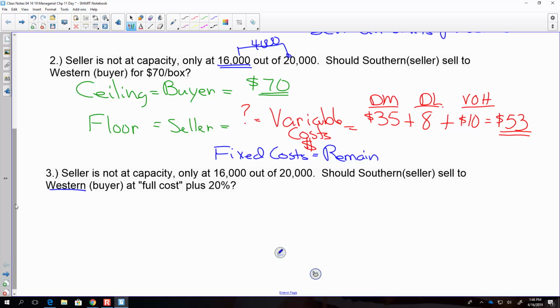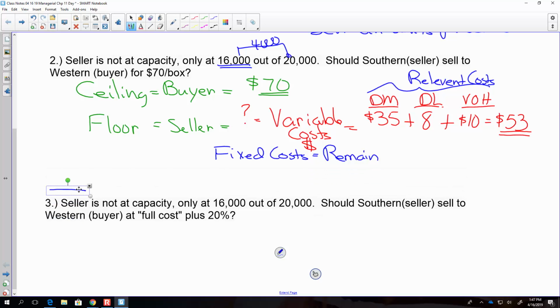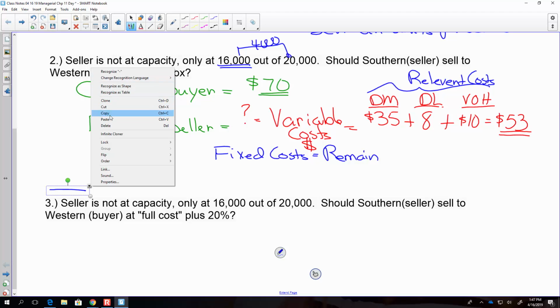So from two chapters ago, this was called relevant costs. What costs change when I do make it or I don't make it, right? And those three are the relevant ones. So the question then says, for problem 2, should Lauren consider the transfer price at $70 a box? So we have our ceiling and floor.